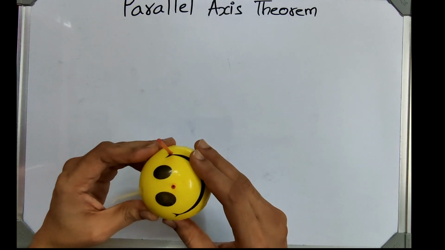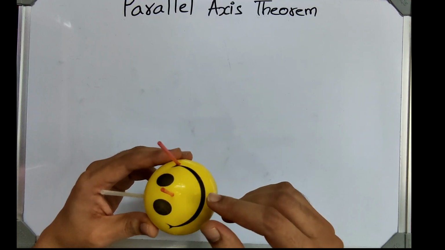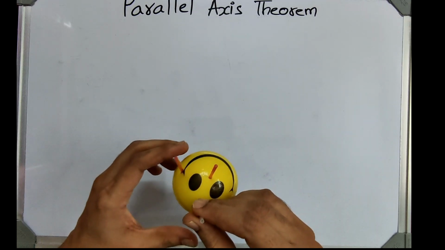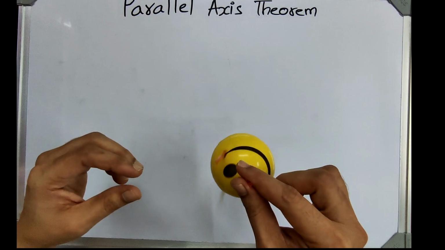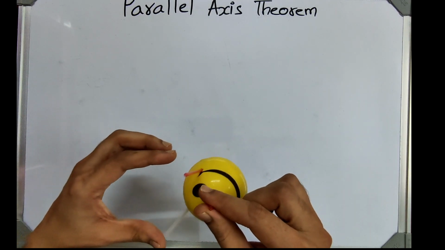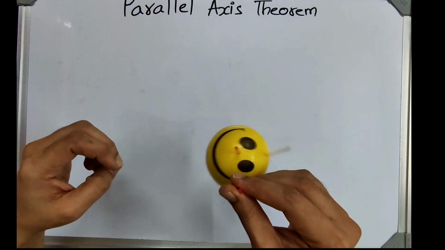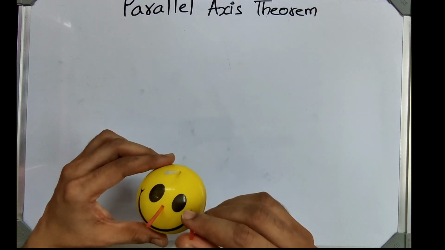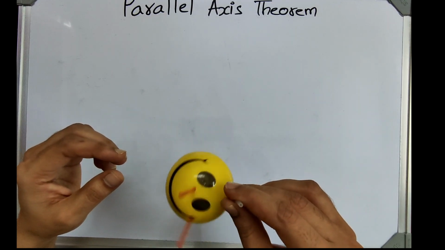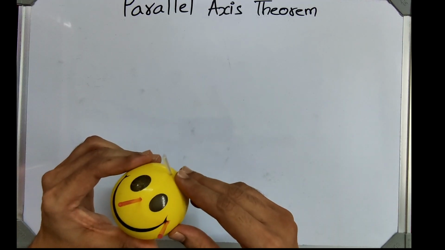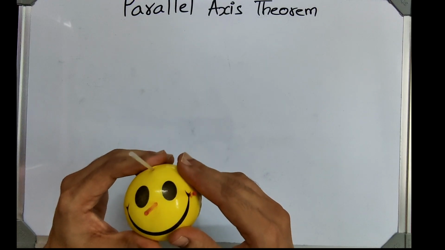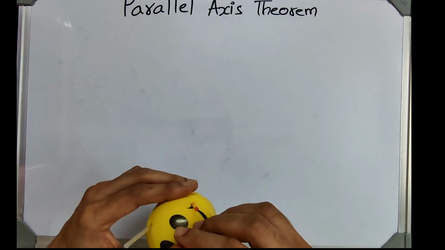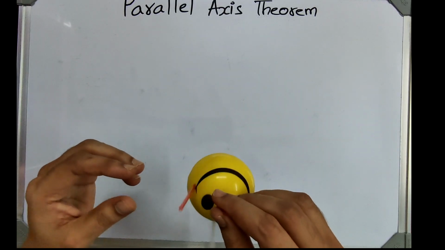What I'd like to know from this experiment is, when I try to rotate it through these axes, which axis will give me the least resistance? Well, let's get started. I rotate it with the center of mass and I'm feeling a certain amount of resistance. Now I try to rotate it with this axis and I am feeling a little more resistance. And when I try to rotate it with this, again I'm feeling a little more resistance. This means that the resistance offered by the axis passing through the center of mass was the least.